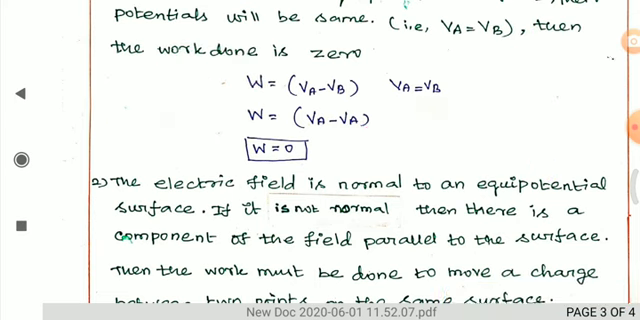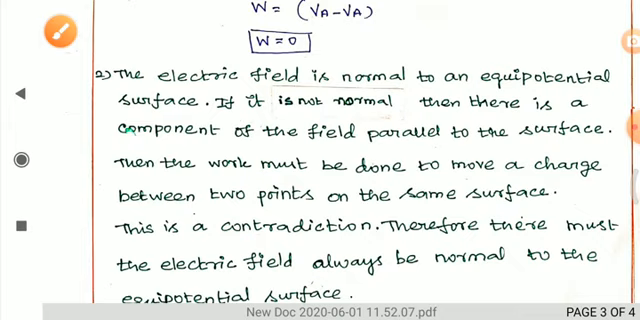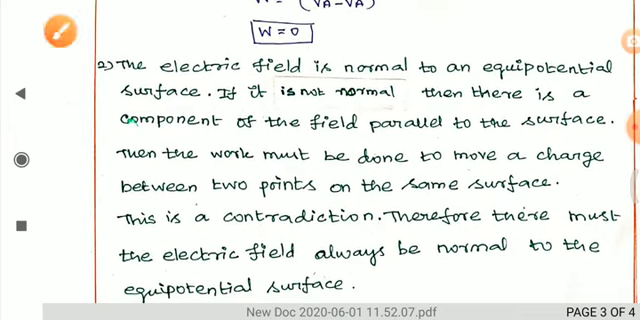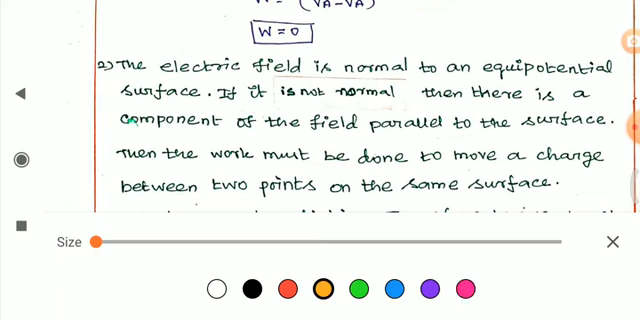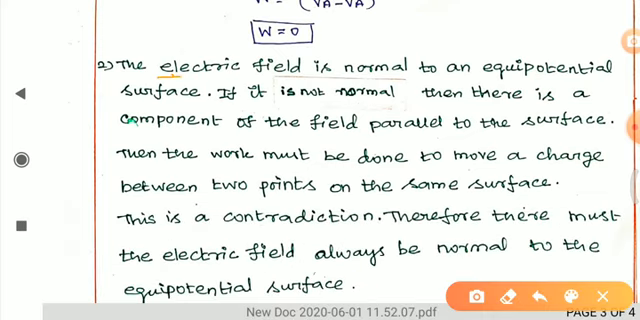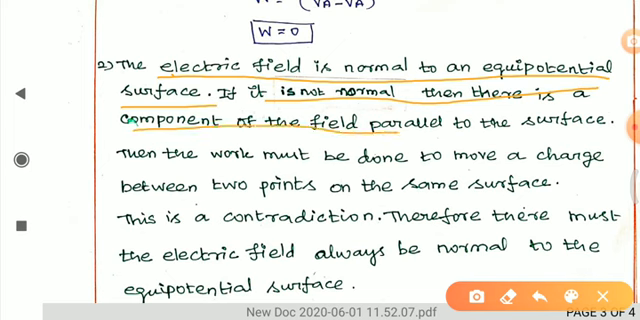The next point: the electric field is normal to the equipotential surface. It is also already discussed. The electric field is always normal to the direction of the equipotential surface. Suppose it is not normal, that means if the electric field is parallel to the equipotential surface, what will happen? Work must be done. But on the equipotential surface, if it is normal to the direction of electric field, the work done value is equal to what? It is always equal to 0.